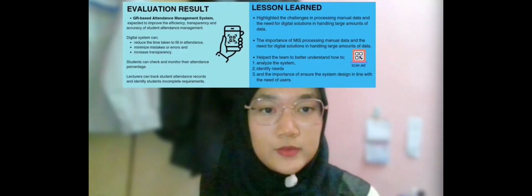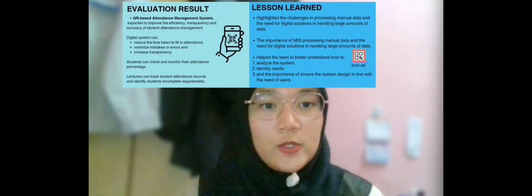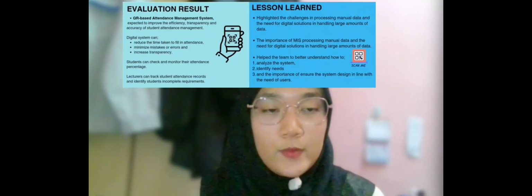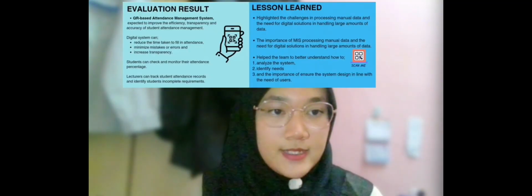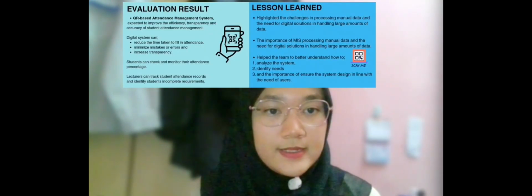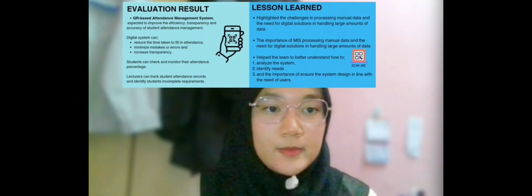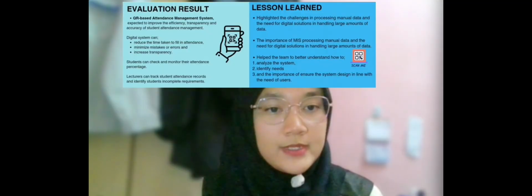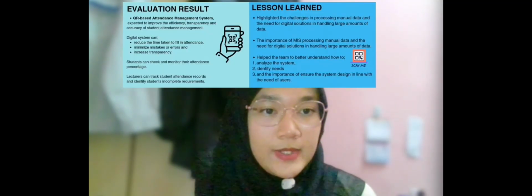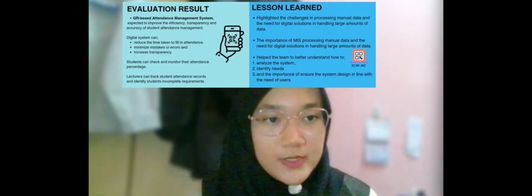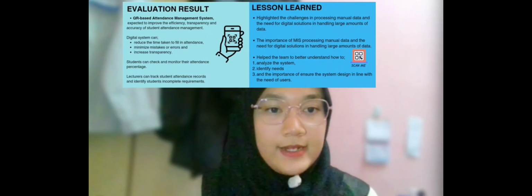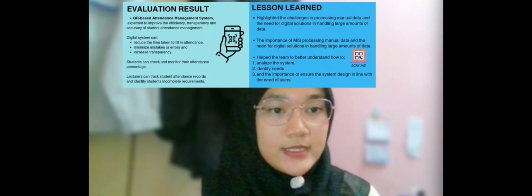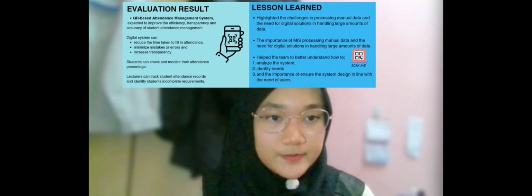Next, we move to lessons learned. Through the completion of this project, there were important lessons learned. Among the main lessons learned was the importance of management information systems in improving efficiency, transparency, accuracy, and decision-making processes in academic management. This project also highlighted the challenges in processing manual data and the need for digital solutions in handling large amounts of data.